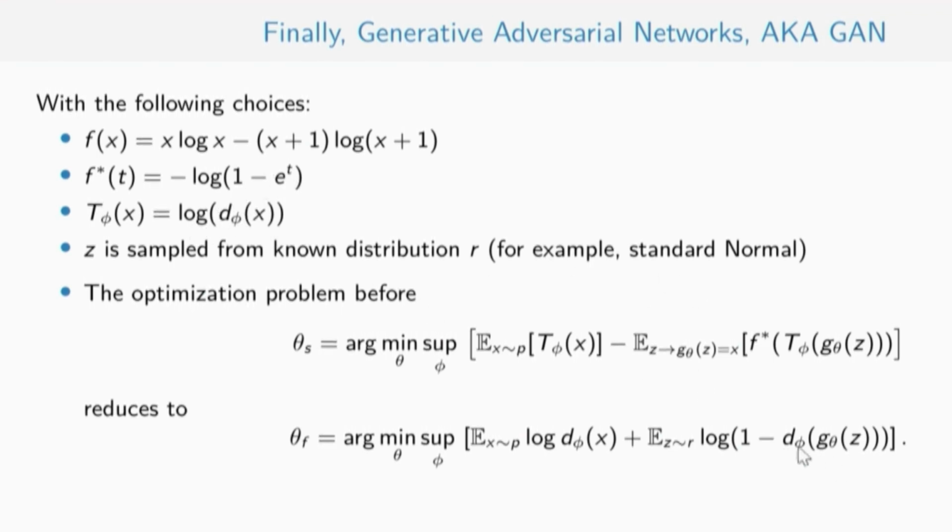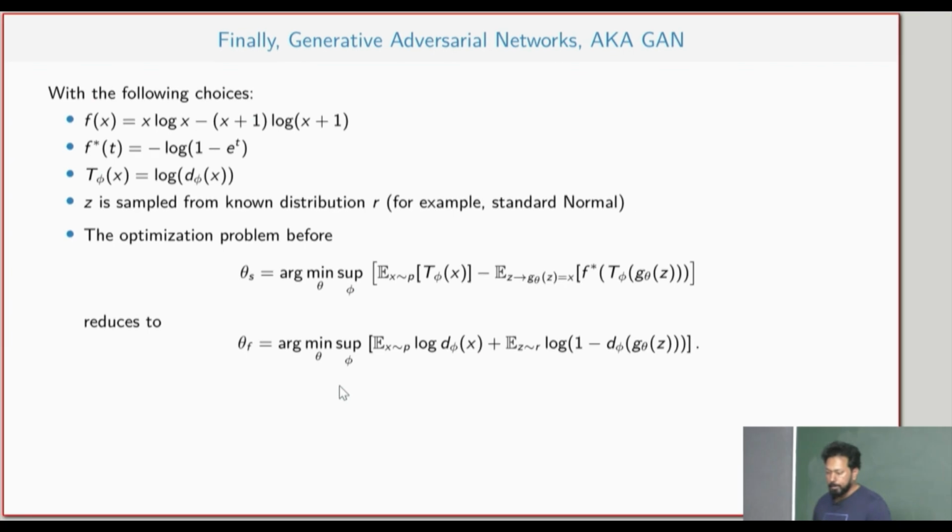So you have this 1 minus D phi G theta z here. And this was the very simple term. T phi was taken to be log D phi from here. So we keep it as it is. So approaching again, this is our current setup where we want to solve this min-max problem here, right?